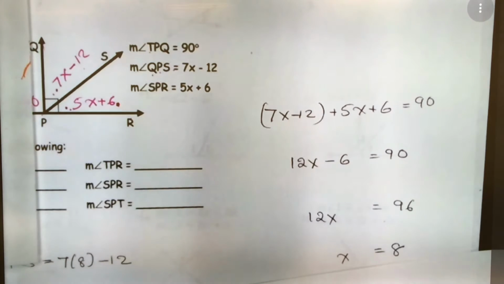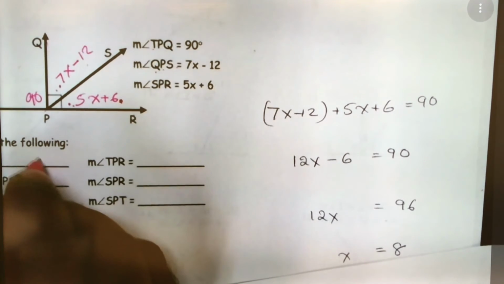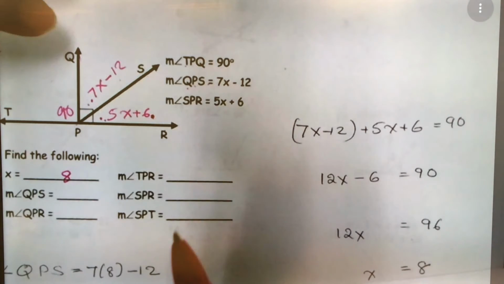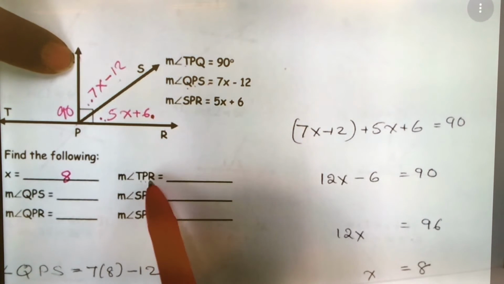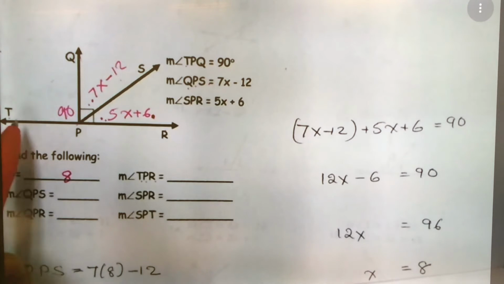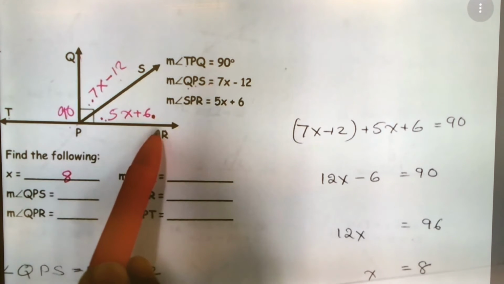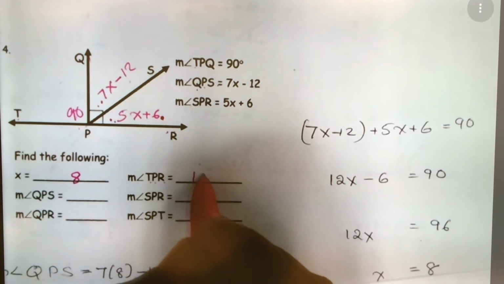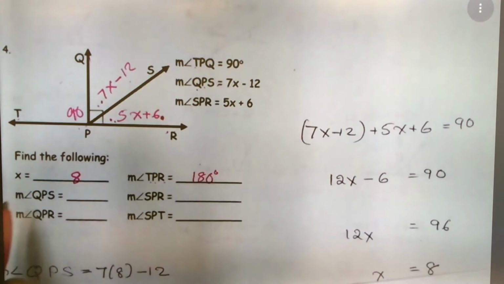They are complementary angles. So combine the like terms and add 6. Then divide by 12. You get x is equal to 8. Once you have x is equal to 8, I need to figure out the measure of TPR. Where is TPR? TPR, that is the whole straight line, that is 180 degrees.